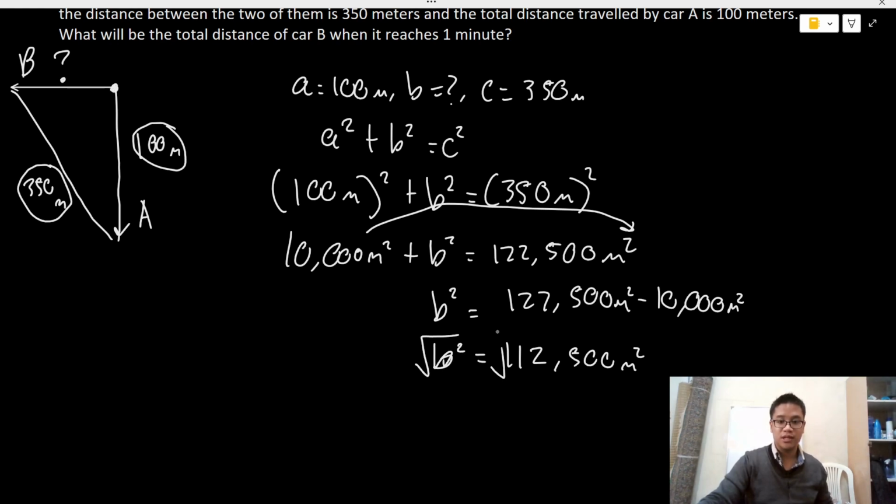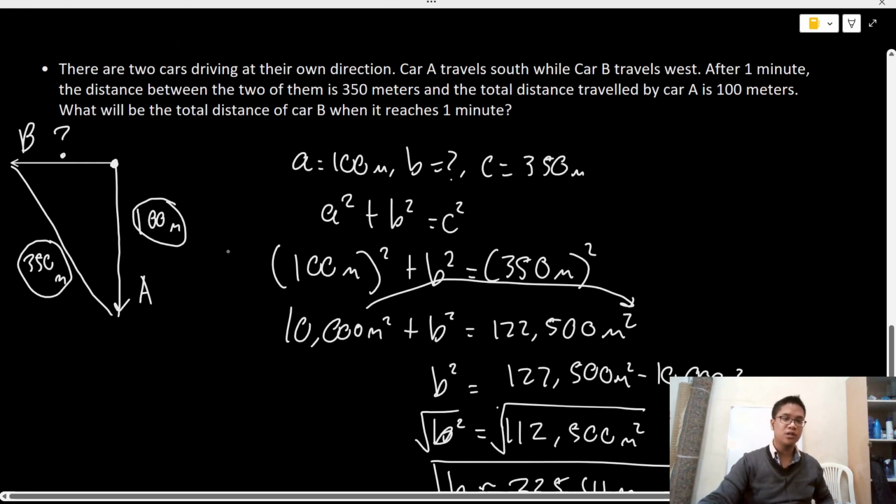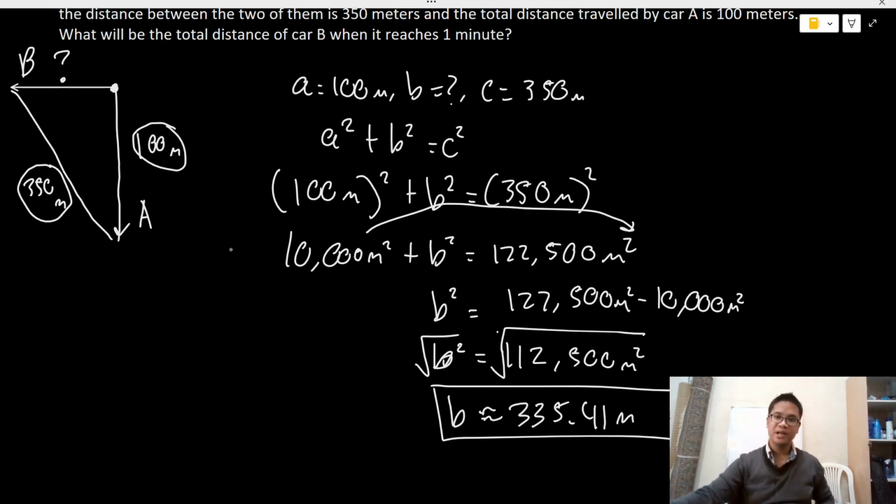We're going to take the square root of both sides. Your B would be, it actually doesn't have an exact value in simple form, but we can approximate this answer. Approximately, in two decimal places, this is 335.41. So that's the answer. Your B, or the total distance of car B when it reaches 1 minute, is approximately 335.41 meters.